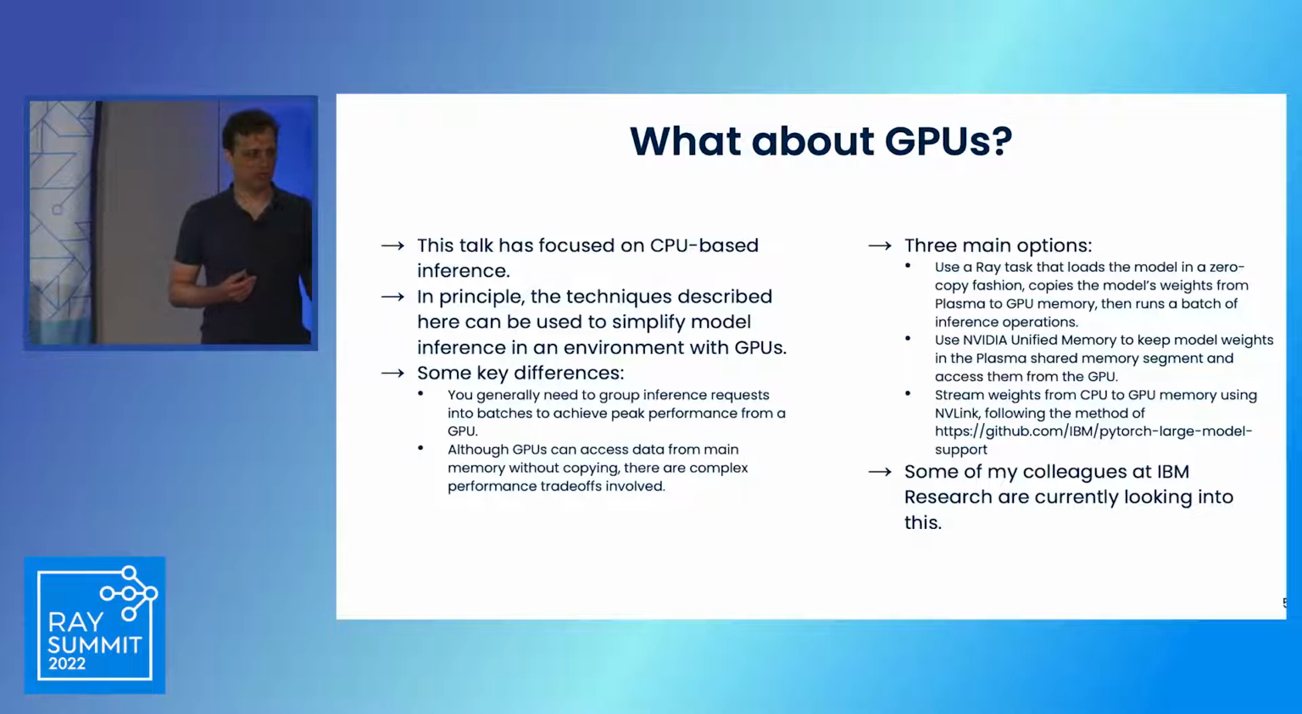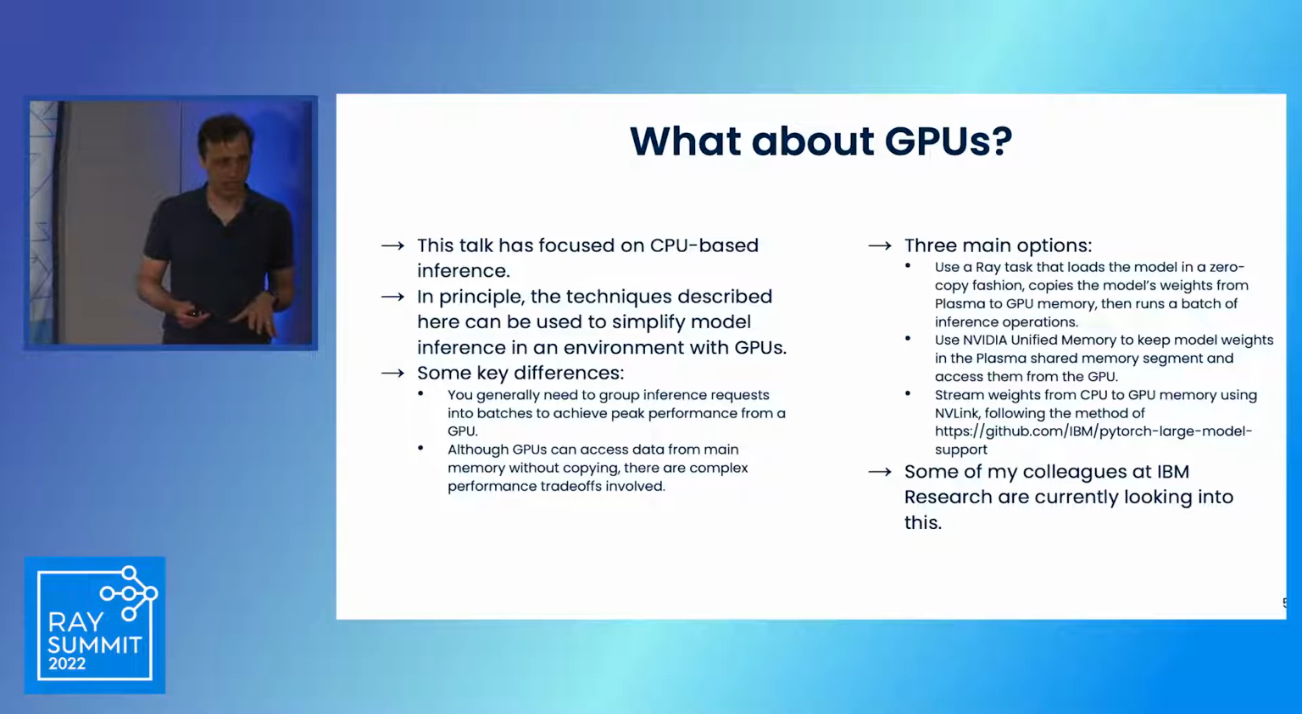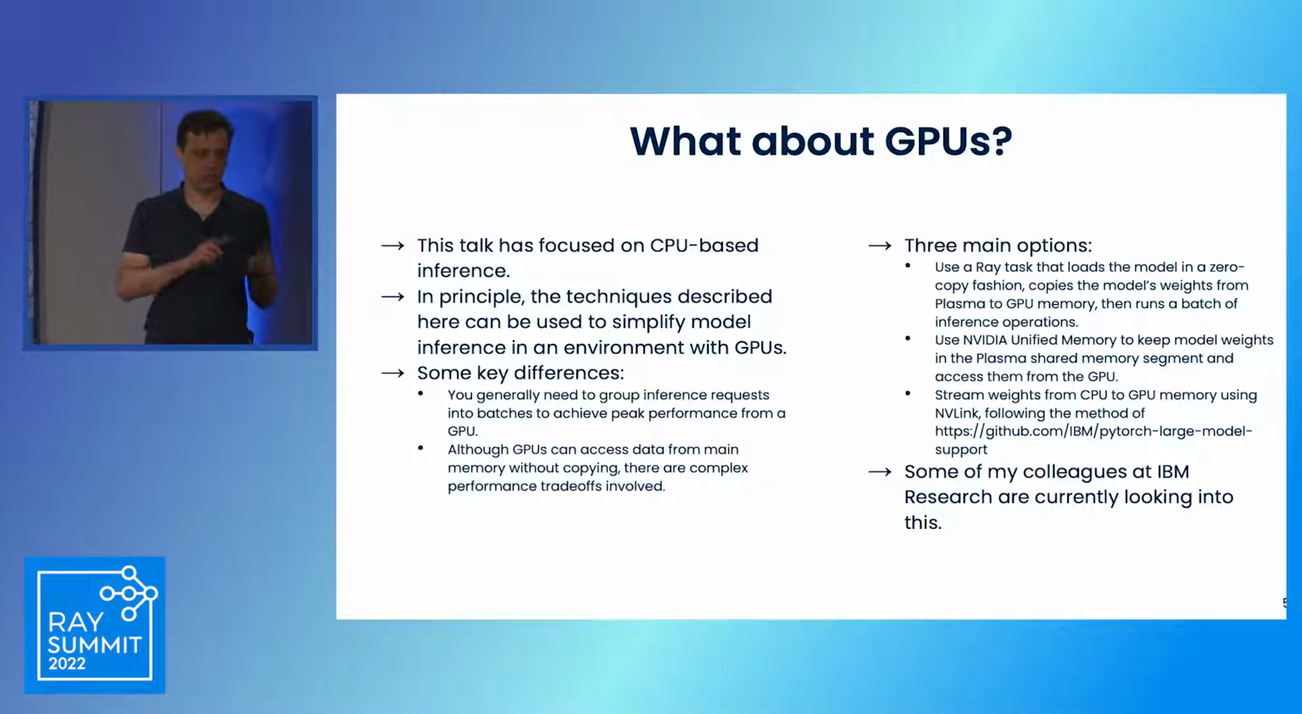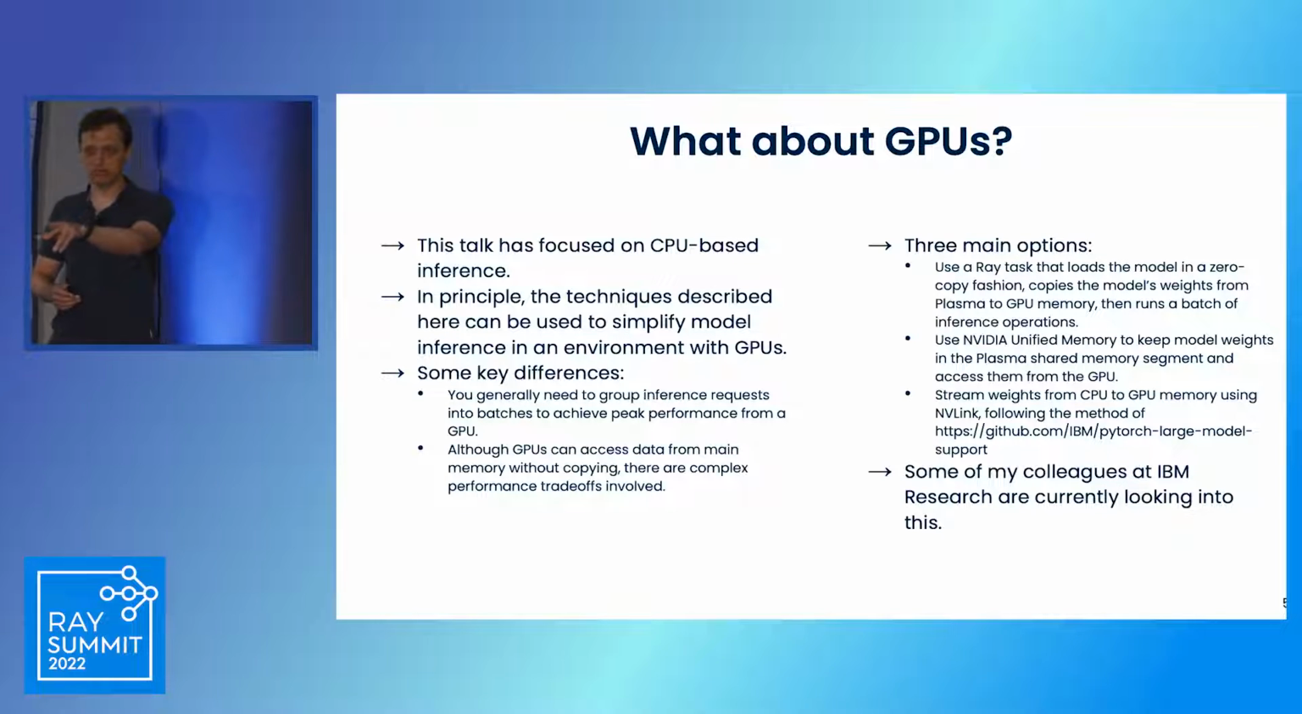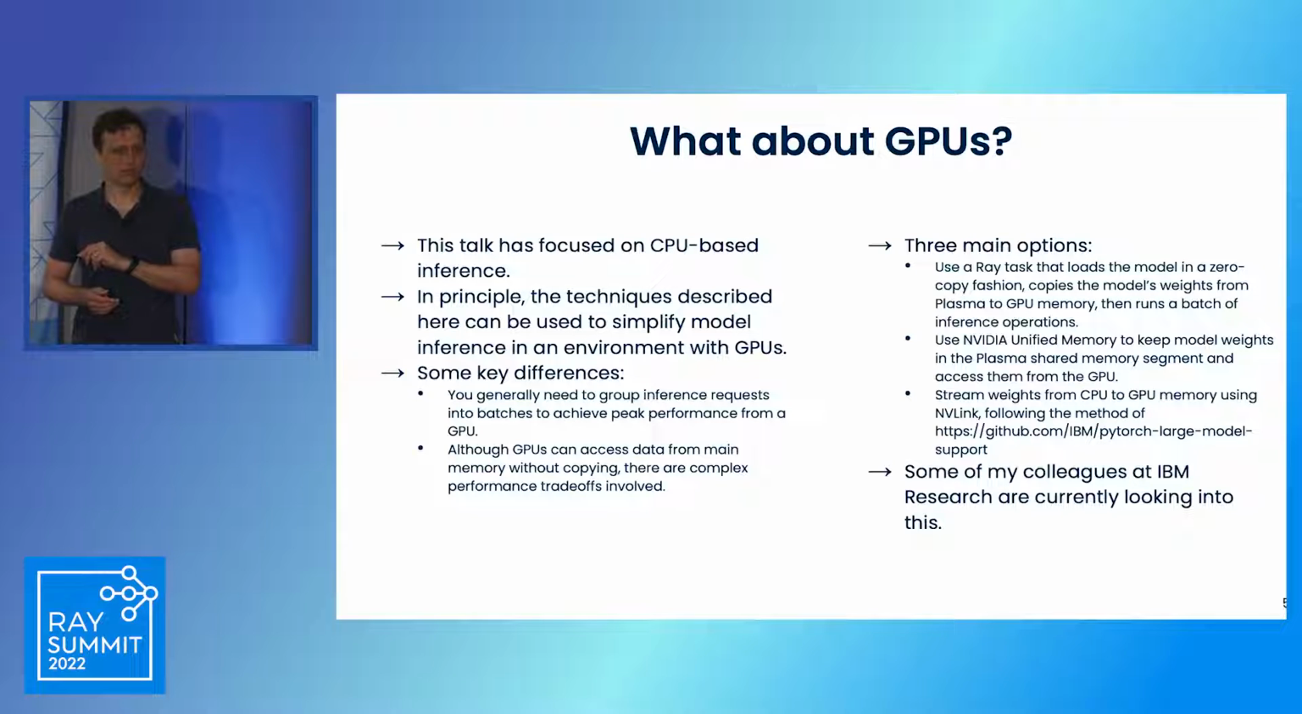I would say the quickest way forward, if you want to try that, is to have a setup where you copy the model to GPU memory with a single copy and amortize that copy over a batch. And you can do that on top of zero-copy model loading into CPU memory.